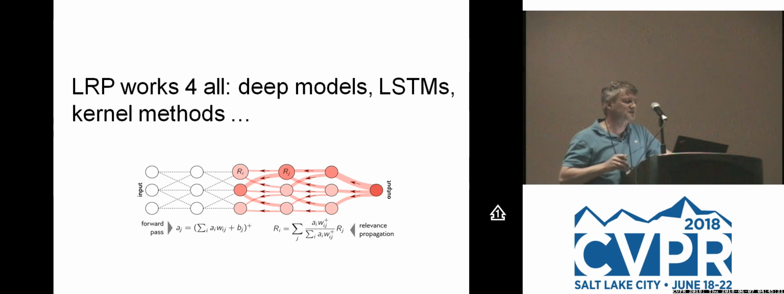One thing that is super important to stress is that LRP not only works for deep models, but also for recurrent models like LSTM, and for good old kernel methods and graphical models and whatnot. Because you can always translate a kernel method into a neural network or into a graph, and then you're in business, because that's what LRP does.